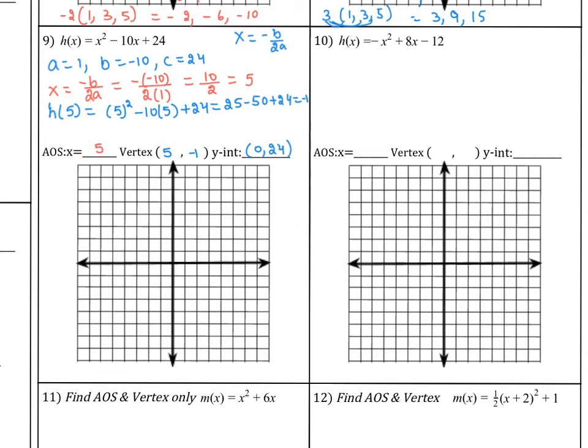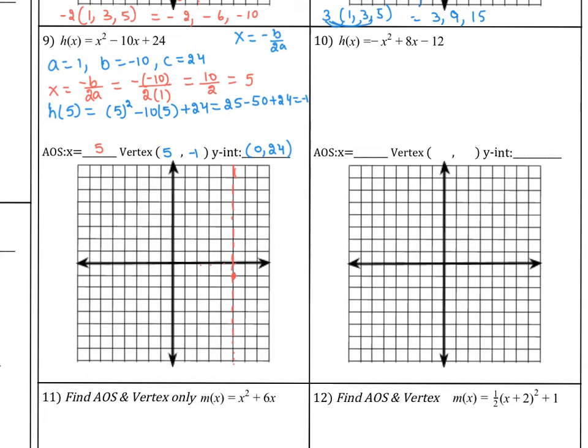You can graph this on the graph right here. So 1, 2, 3, 4, 5. So this is going to be your axis of symmetry line. Now to find the vertex, you're going to use the x value and plug it in for x in the given equation. So h of 5 is 5 squared minus 10 times 5 plus 24. So 5 squared is 25 minus 50 plus 24 is negative 1. So vertex is 5 comma negative 1. So that's this point right here.